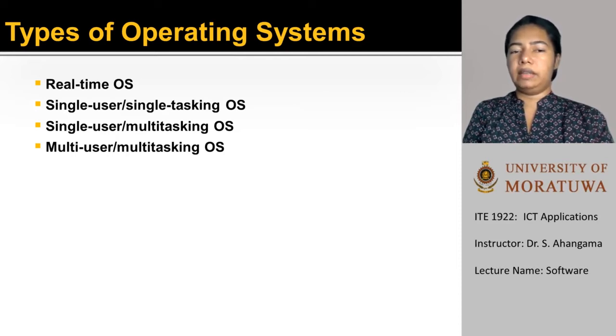Single-user multitasking operating system. It allows a single user to perform multiple tasks at a time. Personal computers have such operating systems. For example, a user can print a large document while doing other work on his or her computer.